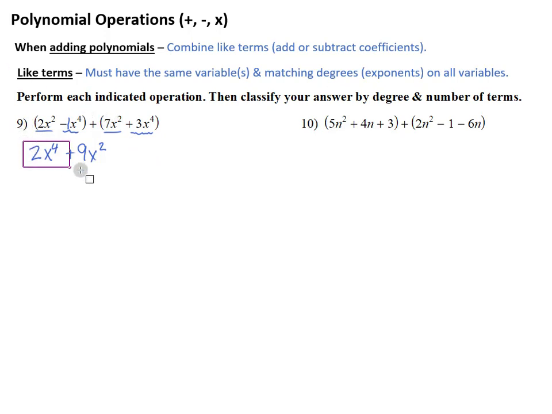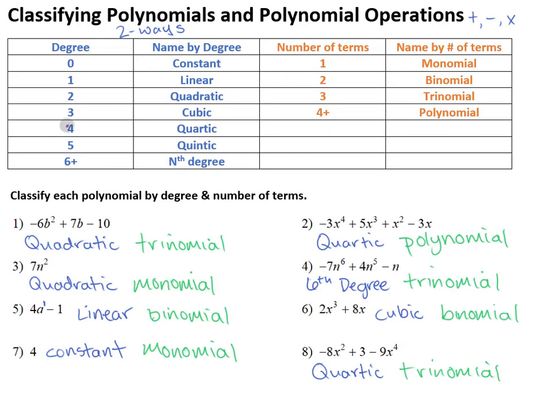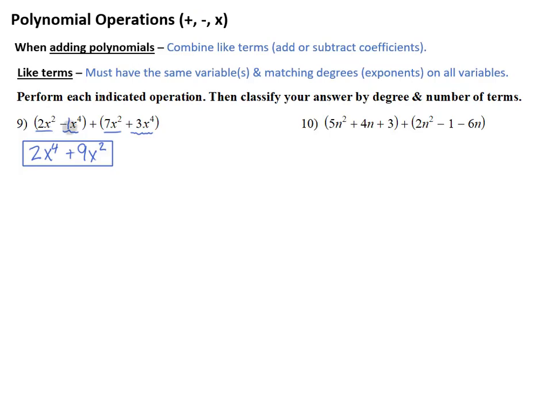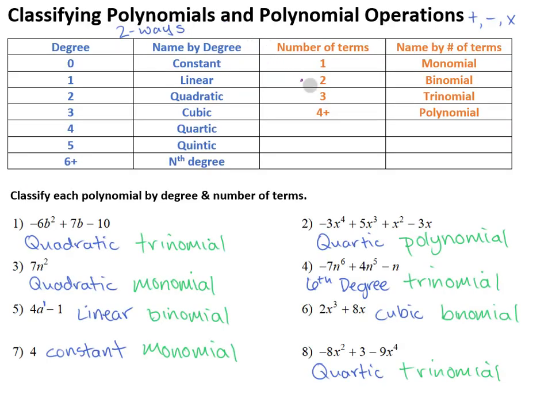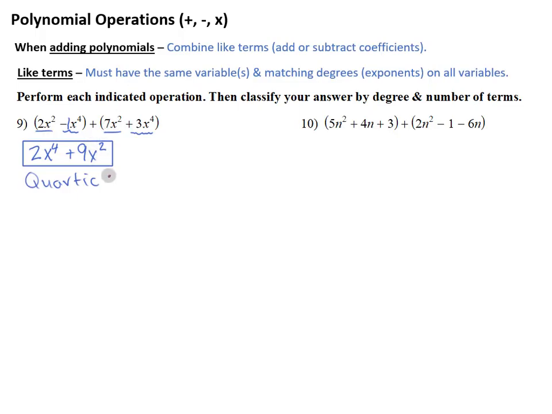So now we're going to name by degree. Remember, the highest degree here is 4. If you look back on our list, degree 4 corresponded to quartic. So we'd call this quartic. And then we would name it by the number of terms. And we have 2 terms. So if we look back, 2 terms meant binomial. So this is a quartic binomial.